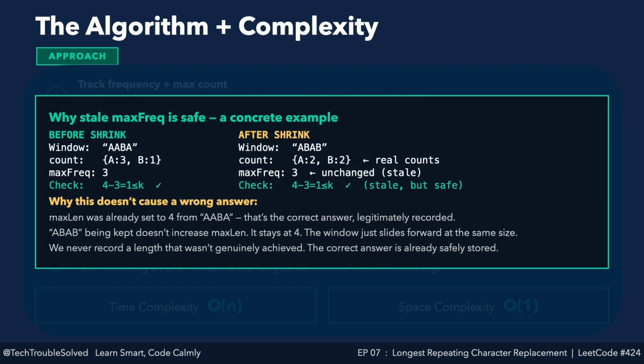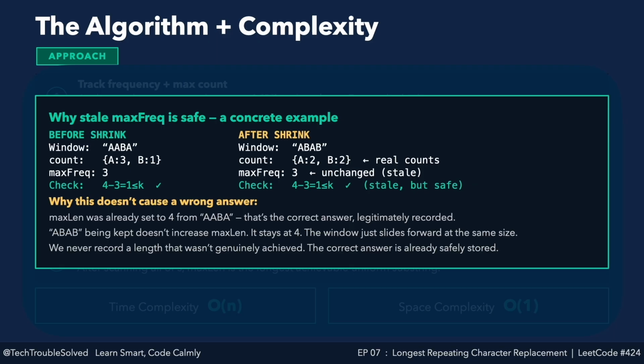When our window was AABA, A had count 3. So max frequency became 3 and max length became 4. Then we added B. The window grew to AABAB. The rule broke and we shrank, dropped that leading A. Now A's real count is 2, but max frequency is still 3. So the window ABAB gets checked as 4 minus 3 equals 1, valid. But the real check would be 4 minus 2 equals 2, actually invalid.